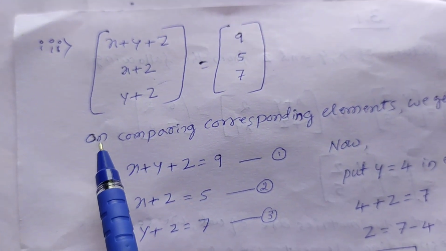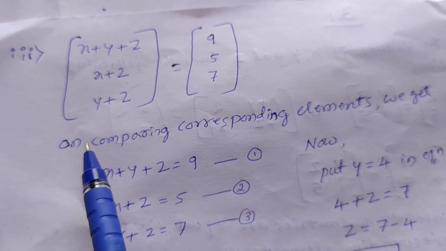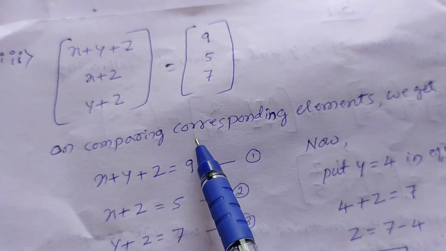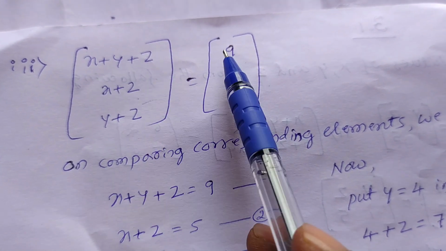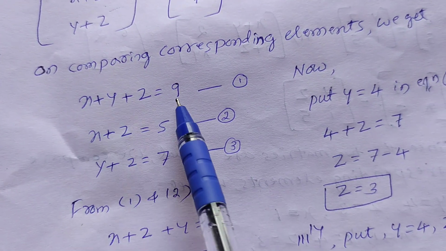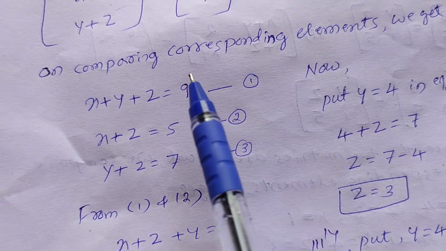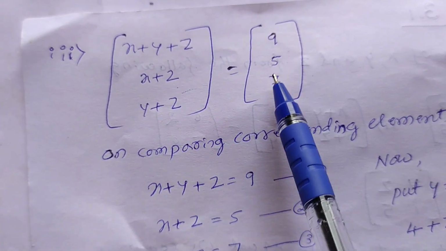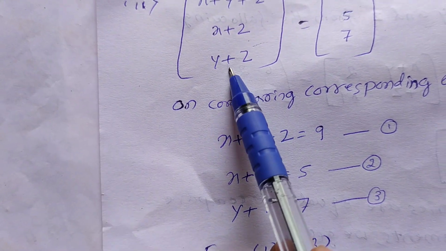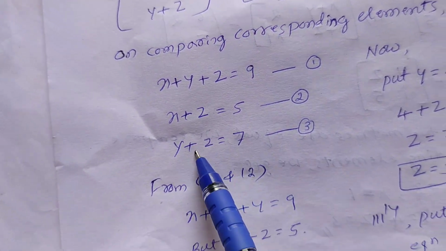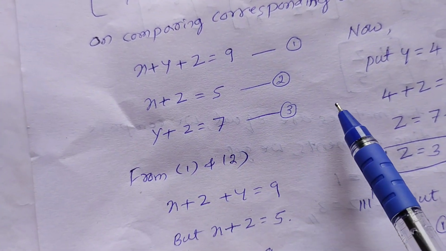Similarly here, as in the previous example, on comparing the corresponding elements, we get x plus y plus z is equal to 9, equation number 1. X plus z is equal to 5, equation number 2. Y plus z is equal to 7, equation number 3.